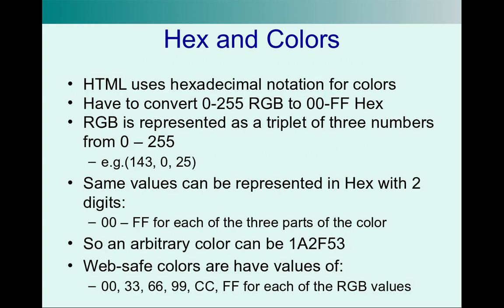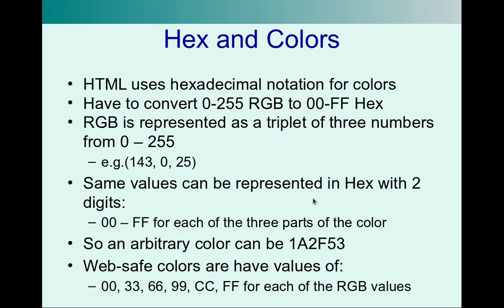So, the representation of colors. HTML basically uses hexadecimal notation for colors. You have to convert the RGB values from the range 0 to 255 to 00 to FF in hexadecimal. In the case of RGB, the color value may be represented as a triplet of three numbers from 0 to 255, each for R, G and B. How much there is of red, how much of green and blue.